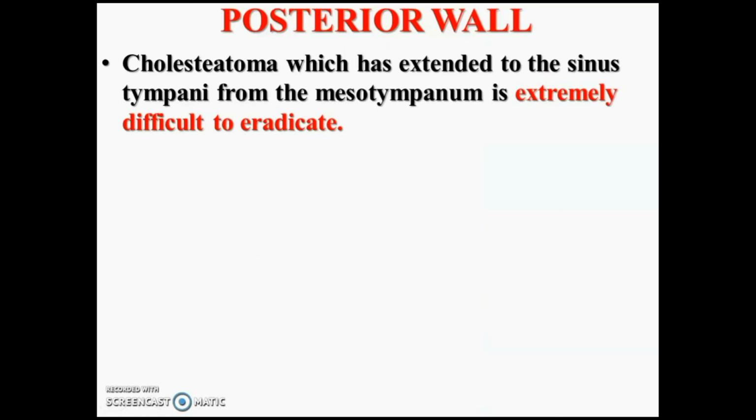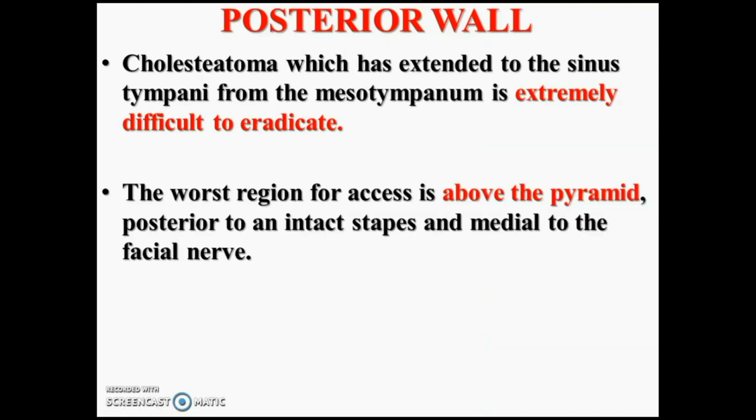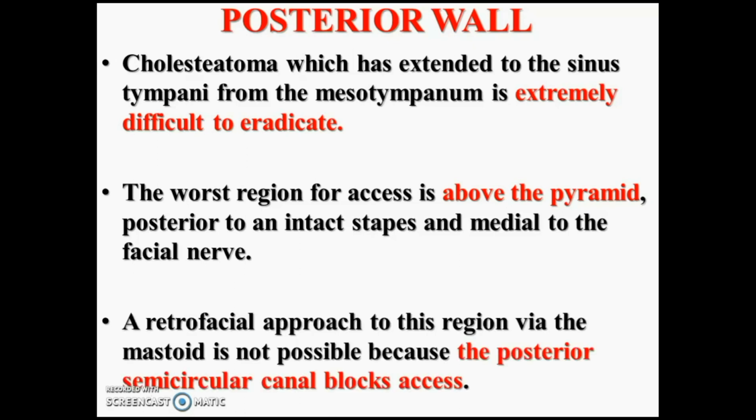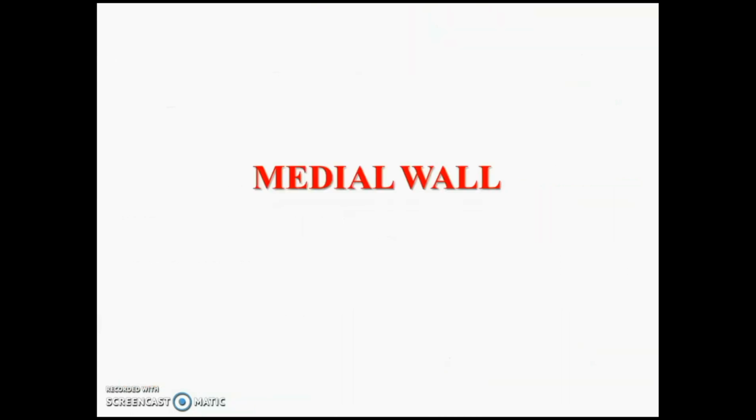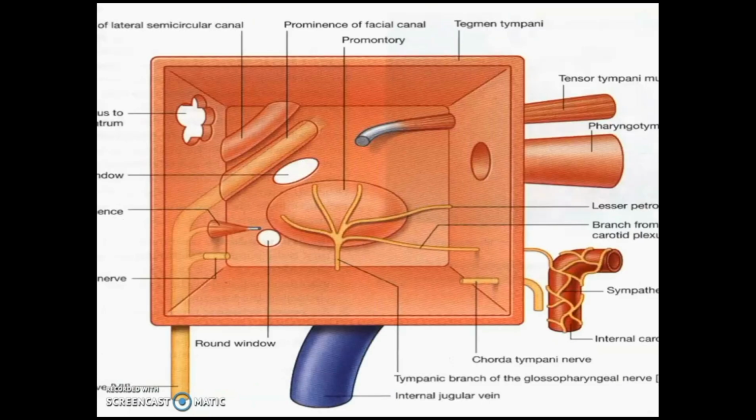So cholesteatoma sometimes may extend into the sinus tympani and it is very difficult to eradicate if it is encroaching on this area. The retrofacial approach to this region via the mastoid is not possible because of the posterior semicircular canal.